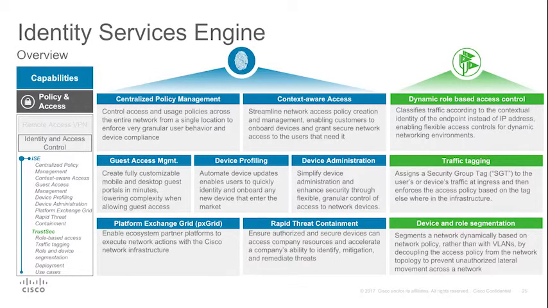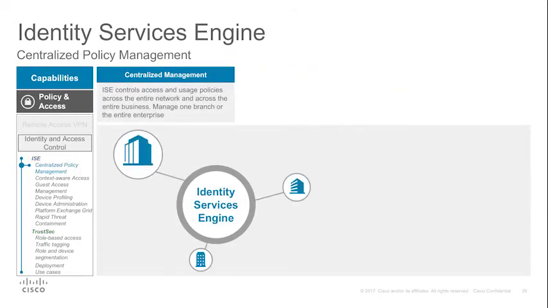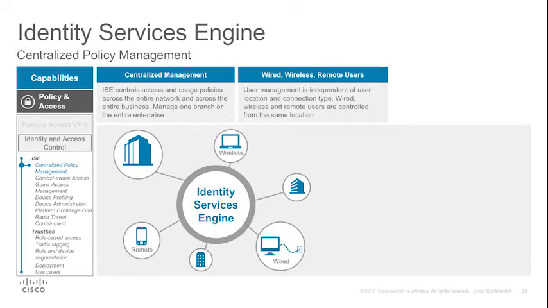First is ISE's centralized policy management, which is also the management platform for TrustSec. Centralized policy management controls access and usage policies across the entire network from a single location that can be managed either on-site or off. Customers can control individual branches or the entire business. In addition to campus control, ISE provides management capabilities over all users, regardless of connection type. Wired, wireless, and remote users connected directly and through VPNs can receive the same great authorized access and control.